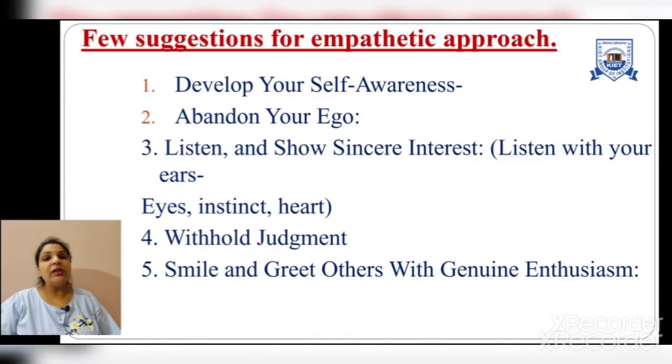Last but not the least, the fifth point: smile and greet others with genuine enthusiasm. You know, your smile is one of the most powerful forms of non-verbal communication. Smiling and greeting with genuine enthusiasm will contribute to you appearing more approachable and more honest.